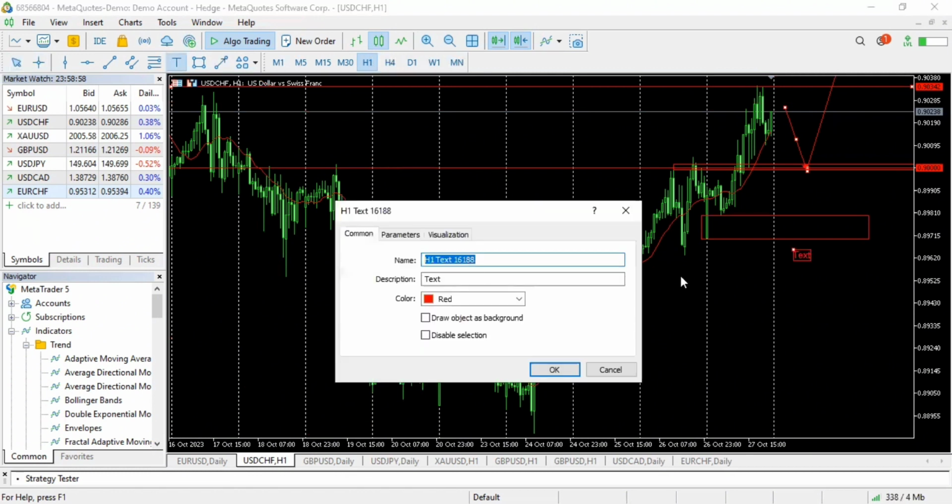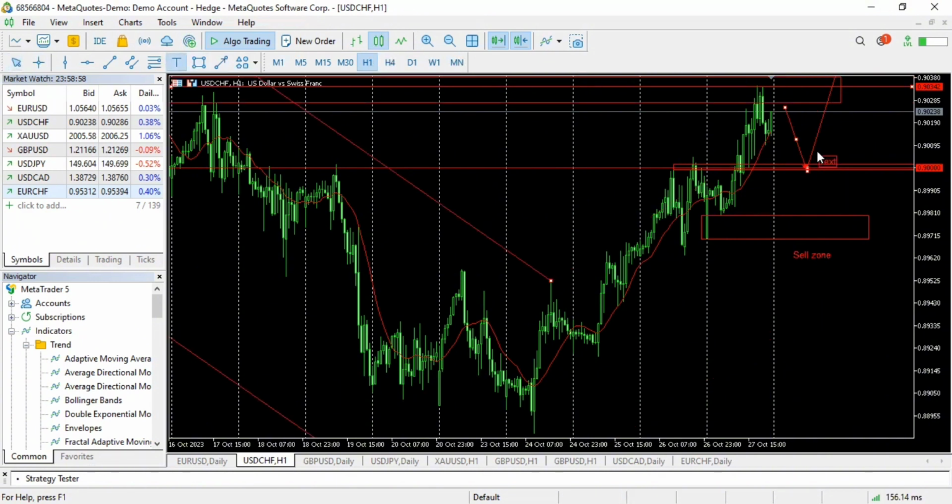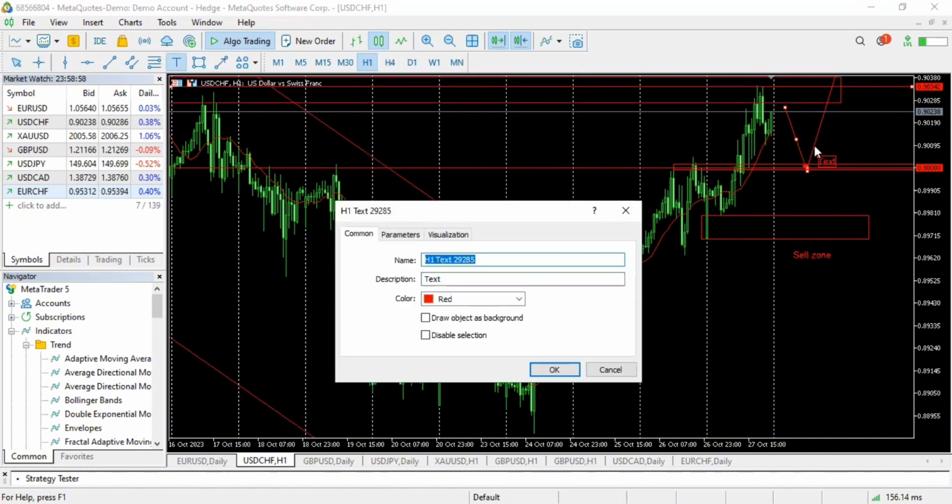So a break of this price. What price is that? 89. So a break here. Let me just call it the sell zone. So once we have a breakout to this area, the sell zone, so I have a buy here, so just wait for the right signal.